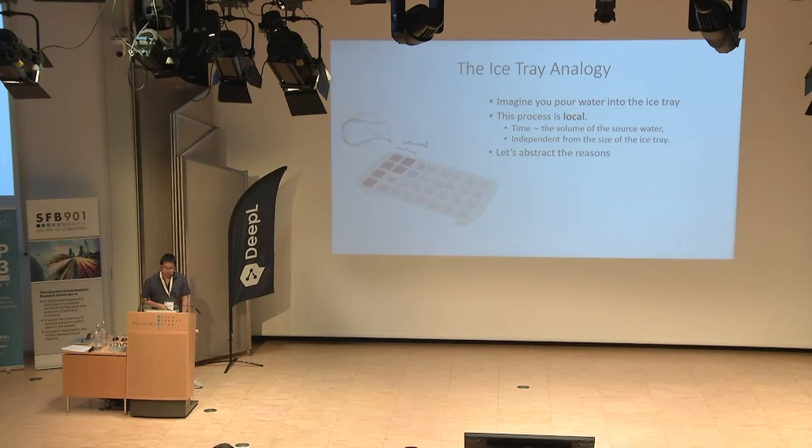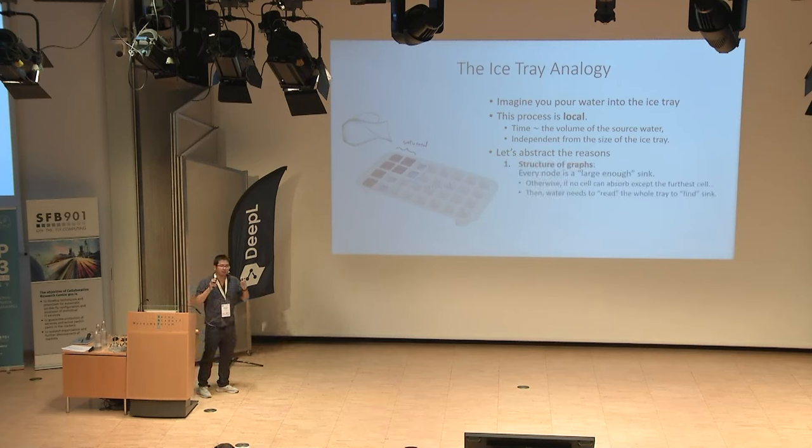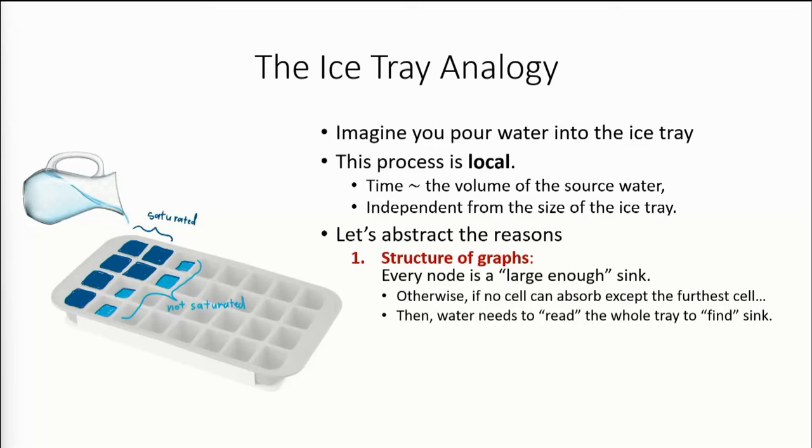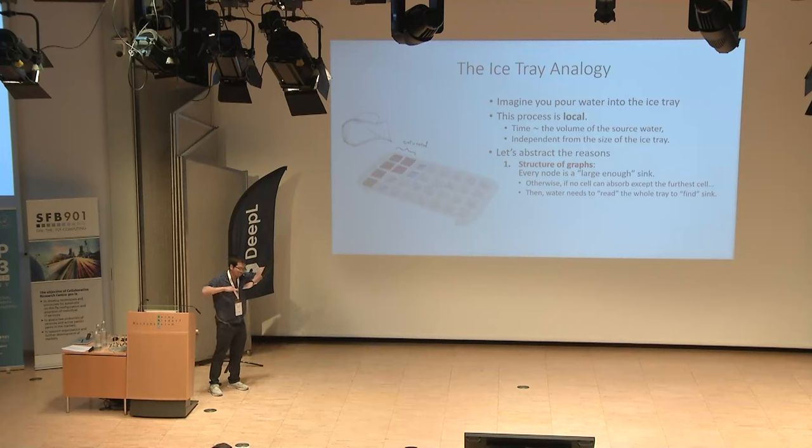Now let's try to abstract the reason why this is local. The first thing is the structure of the graph. You can think of the ice tray as a grid graph. The structure of this graph is such that every node has a large enough sink, in the sense that every cell can absorb some amount of water. This is quite important, because otherwise, if no cell in this ice tray can absorb any water, except maybe the last one, and everything else is full, then if you try to pour water in, it has no way to be absorbed and needs to go through the whole ice tray until it finds some place to be absorbed. So just by pouring a small amount of water, you may need to read the whole ice tray.